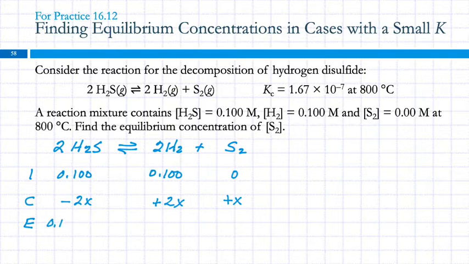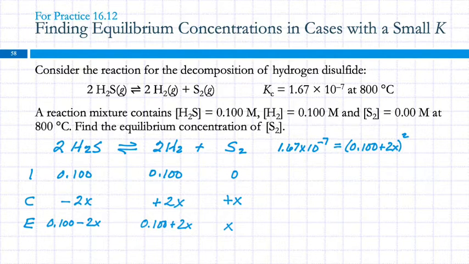So then we have 0.100 minus 2X, we have 0.100 plus 2X, and we have X. So our equilibrium constant, 1.67 times 10 to the minus 7, is going to equal the products, (0.100 plus 2x) squared times x, divided by reactants, (0.100 minus 2x) squared. Any questions?